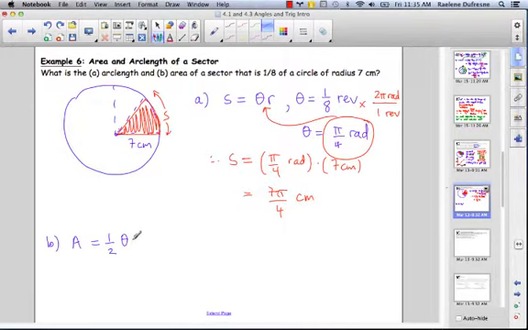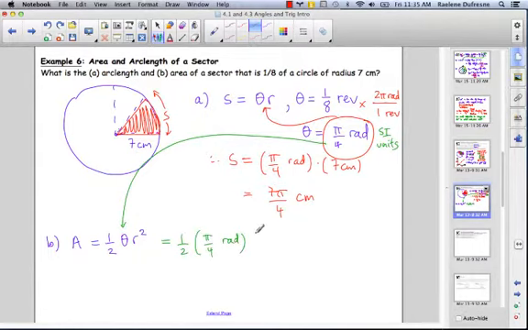times theta r squared. And in order to use theta in this formula, we have to use the SI units of radians. If we are going to use this formula, then we can substitute in. So we get 1/2 times pi over 4 radians times 7 centimeters squared, which gives us 49 pi over 8 radians times centimeters squared, which is just centimeters squared.